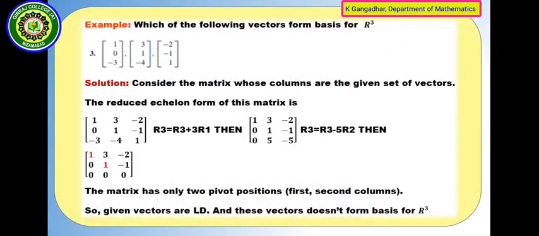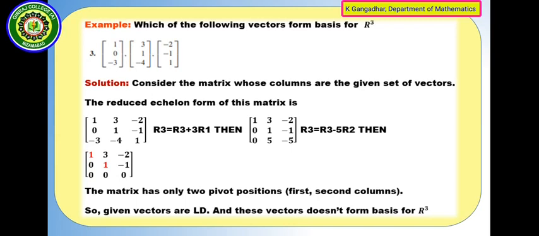Now, if the given vectors are linearly independent, then we say that those linearly independent vectors form a basis for the given vector space. Here the vectors are given: (1, 0, -3), (3, 1, -4), (-2, -1, 1). First we check whether these vectors are linearly independent or not. One definition: if the determinant value of these vectors is not equal to 0, then we say that the given set of vectors is linearly independent.